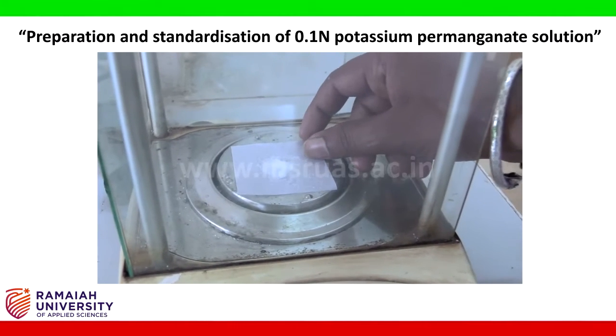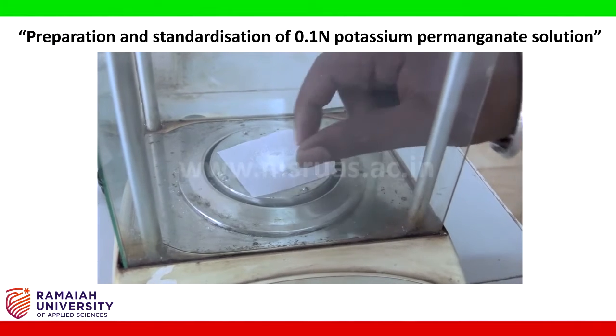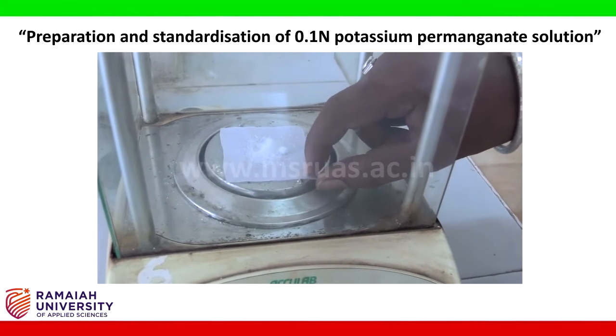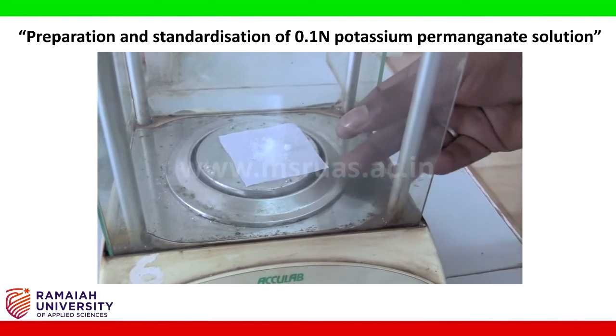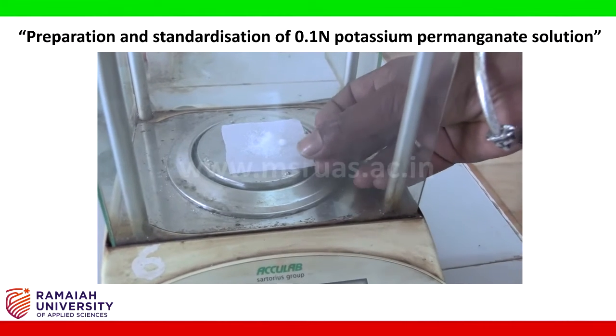After weighing, transfer the weighed oxalic acid sample into a 100 ml standard flask and make the solution up to 100 ml using distilled water.